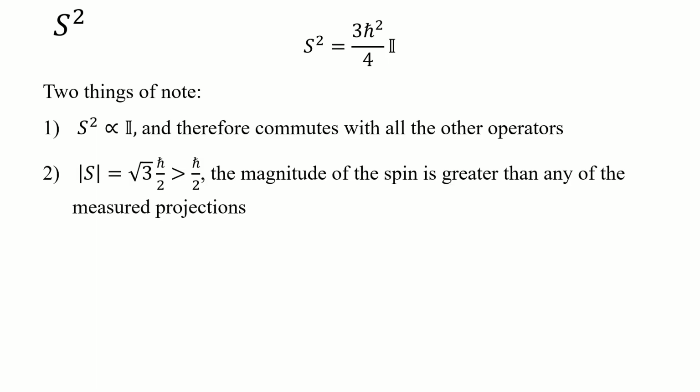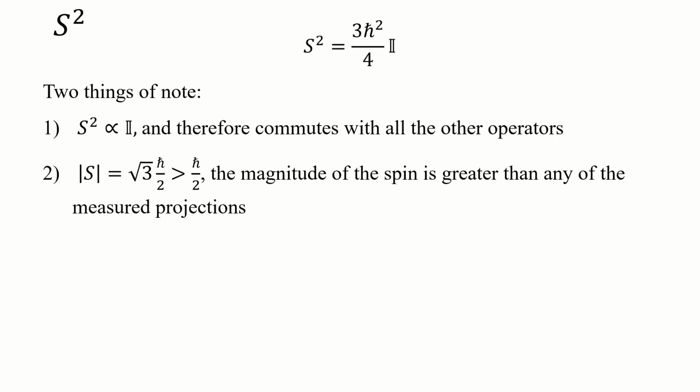The other thing we want to notice is if we look at the magnitude of this, we take the square root of S squared to get the magnitude of S, and we get root 3 h bar over 2, which is greater than h bar over 2, which is the magnitude that we measured for all of our components whenever we measured one of them. It was always either plus or minus h bar over 2. So the magnitude of the spin being larger than any of our measured components means that that spin is, again, not pointing along any of those axes, x, y, or z.